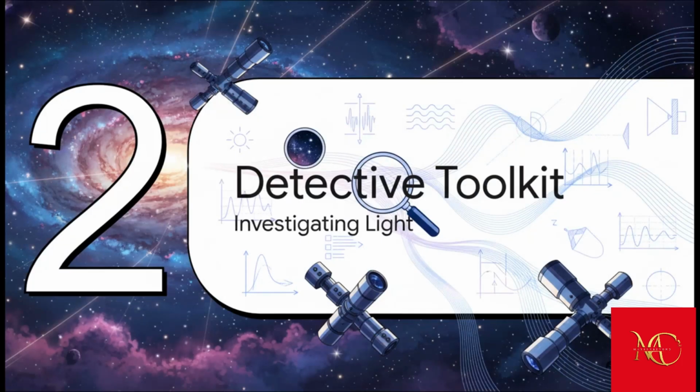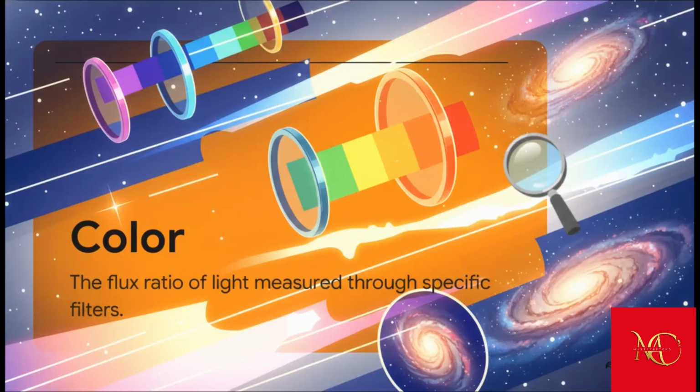Moving on to Part 2, the Cosmic Detective Toolkit, Investigating Light. Since we can't exactly visit these places, our primary tool is light itself. Specifically, we use something called spectral windows. Now, in astrophysics, when we talk about color, we're essentially defining how much light, or flux, passes through very specific filters across the electromagnetic spectrum. By looking at a galaxy through different spectral windows, it's like we're swapping out forensic lenses. It allows us to literally peel back the different layers of physical processes that are happening all at the exact same time inside a single galaxy.